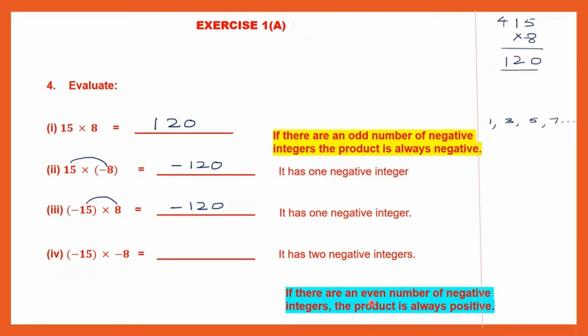If there are an even number of negative integers. So what are the even numbers? 2, 4, 6 and so on. So if we have two negative integers or four negative integers or six negative integers or simply an even number of negative integers, the product is always positive. So here my answer is plus. Then 15 into 8 is 120. So keep these two very important properties in mind when we work out all the multiplication sums.